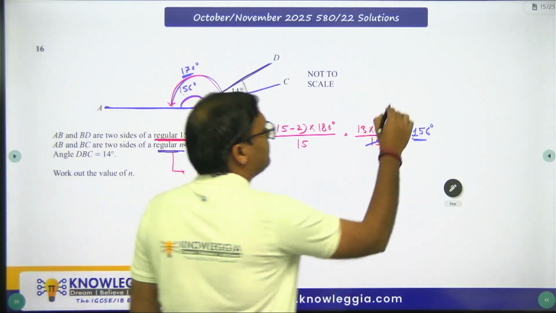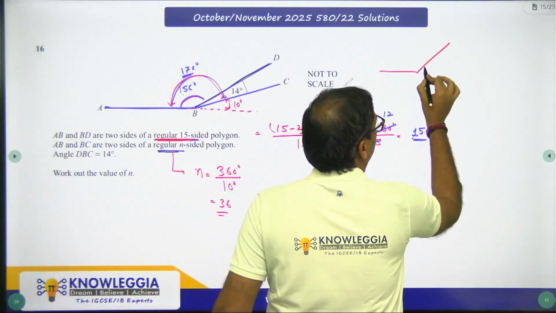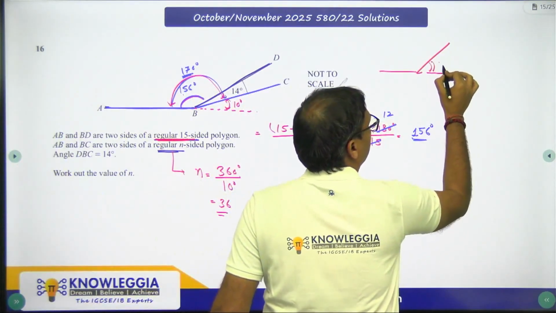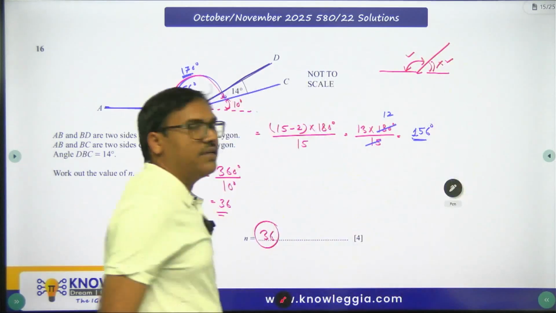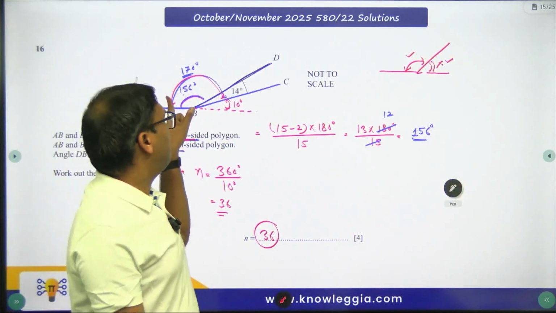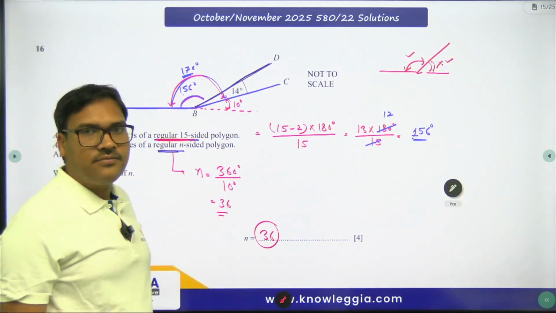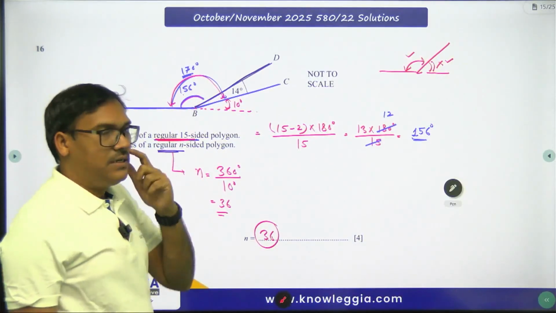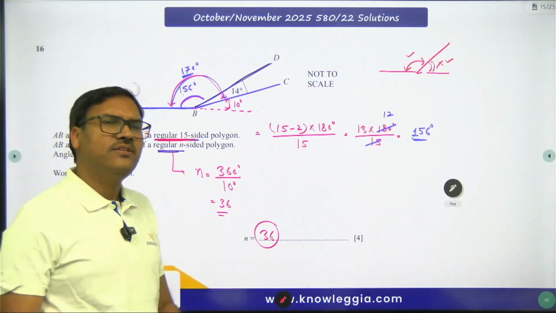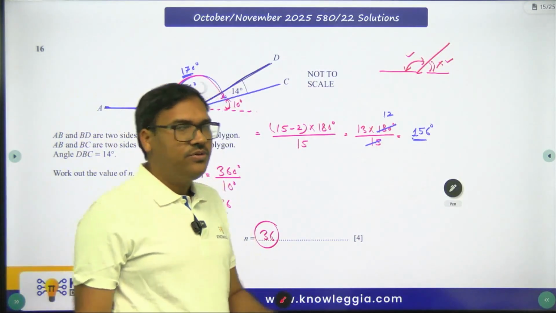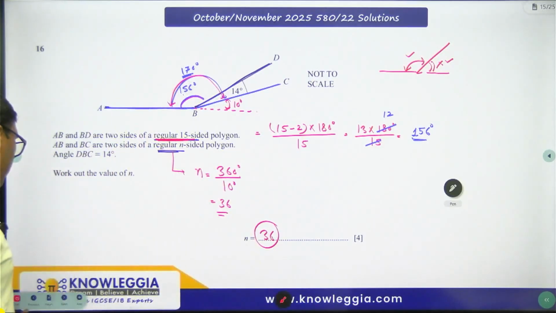So always remember this. If you have a polygon, this is the exterior angle and this angle is the interior angle, and their sum is 180 degrees. Now we know the interior angle is 170 degrees. And we know the sum of all the exterior angles is always equal to 360 degrees. This is not dependent on the number of sides of the polygon.